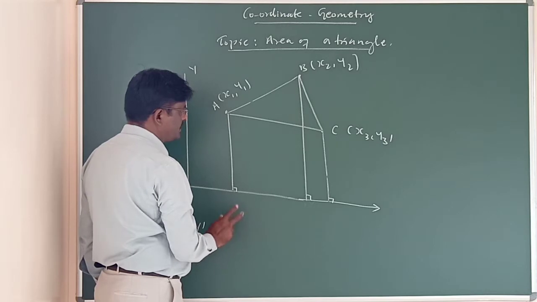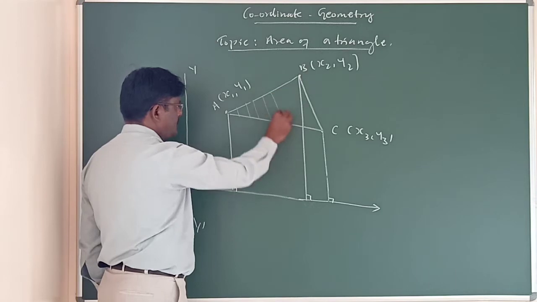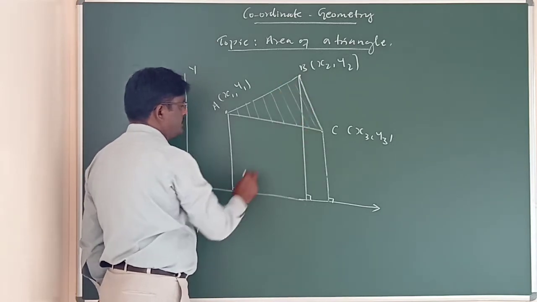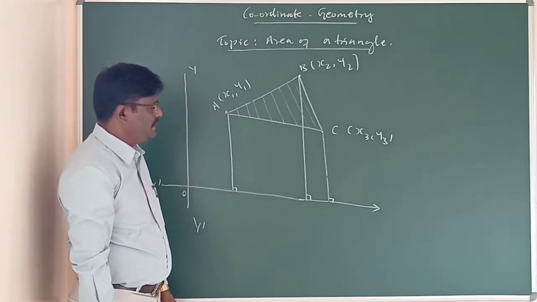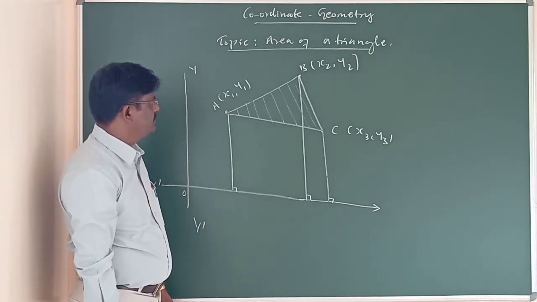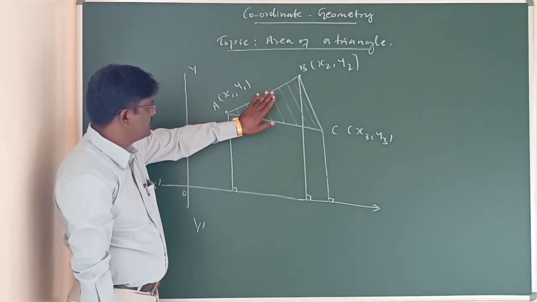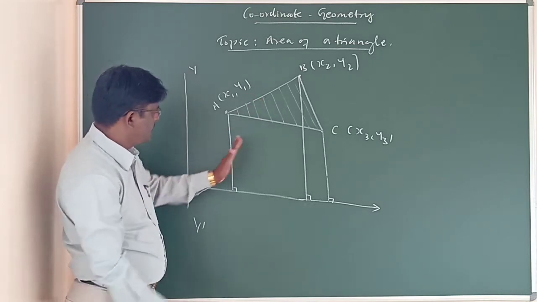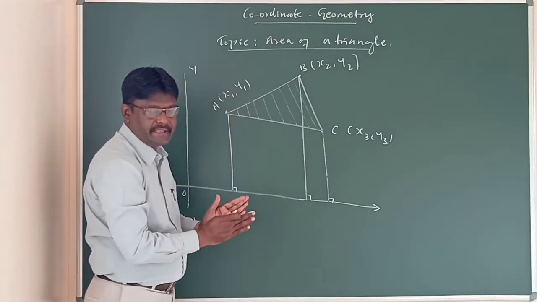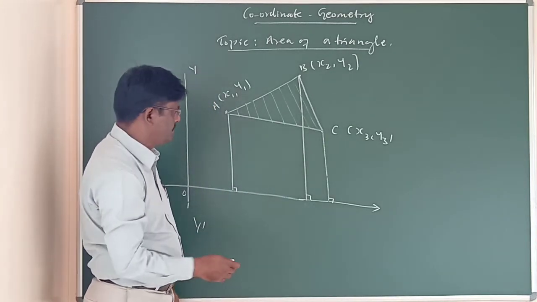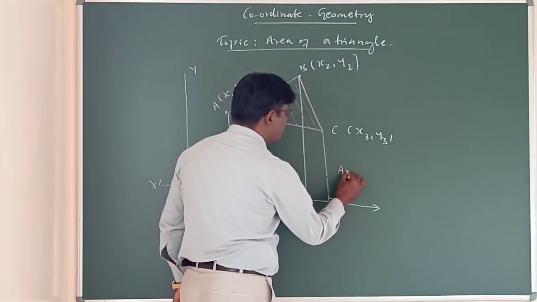So children, now our unknown factor is this region, the area to be calculated. That is nothing but the area of the triangle. By applying the trapezium areas, we can get the formula. Derivations and all we will take later in further classes. Just in this class, I am giving you only the formula.